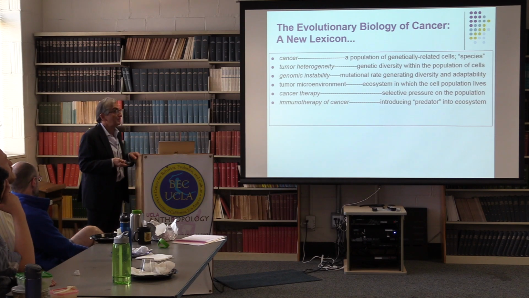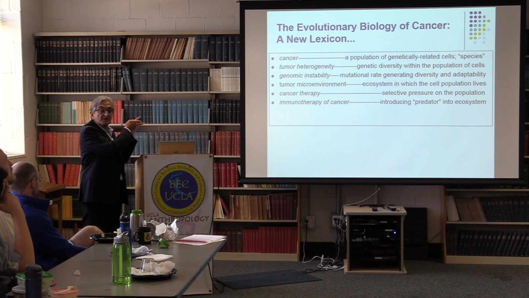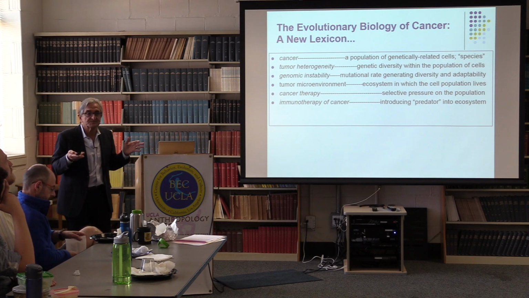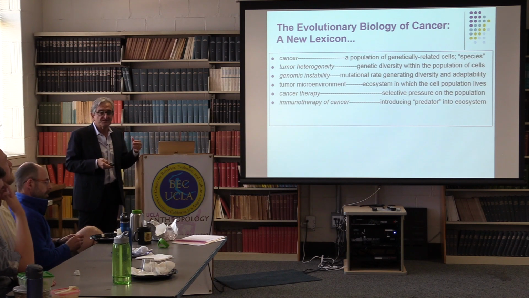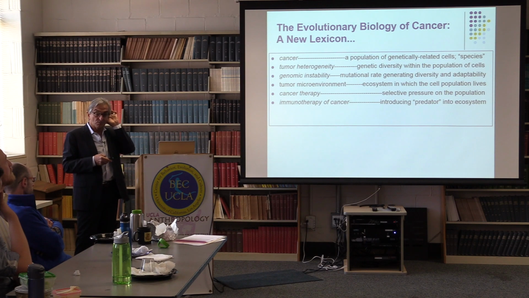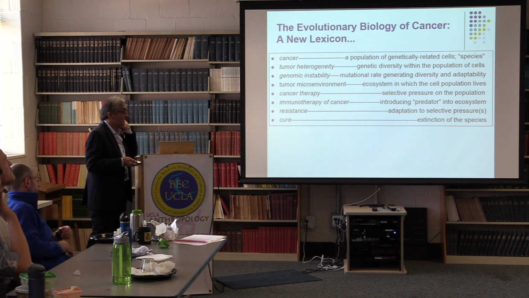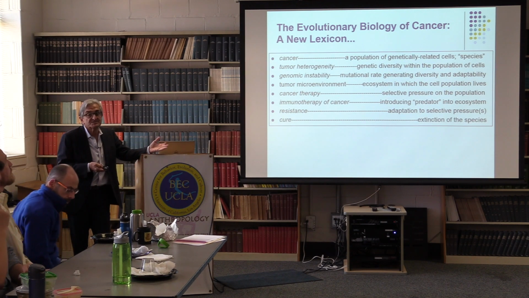In fact, many clinicians believe that we don't even need to worry about all this genomic diversity and all these targets. Let's just let the immune system do what it does best, which is adapt to all the diversity in the pathogen and hope that we can turn the immune system on enough to simply attack the cancer cell population. I'm going to show you why that's probably not going to work. Resistance is adaptation, and cure is extinction. We want to drive this species to extinction.